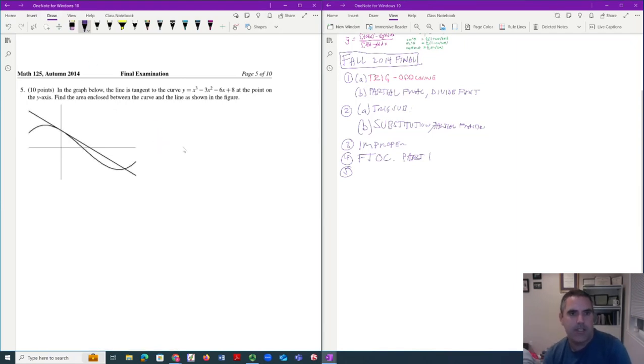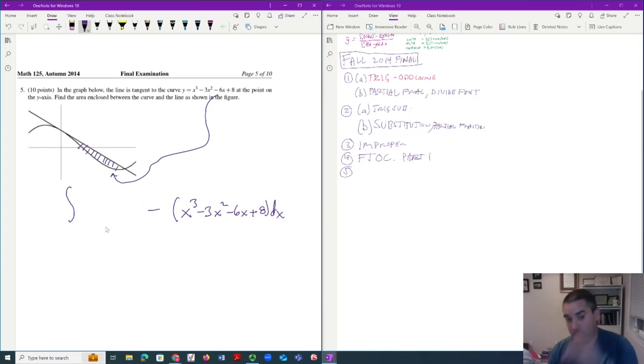In the graph below, the line is tangent to this curve at this point. Find the area of the enclosed region, this region. And you go, oh, this is an area question. I know that it's top minus bottom or right minus left. It looks to me like I'd want to do top minus bottom. And they're already telling me the equation for the bottom. So when I read this, I think I have a good idea of what's happening. 3x squared minus 6x plus 8. I know this has to be the bottom one because it's not the line.